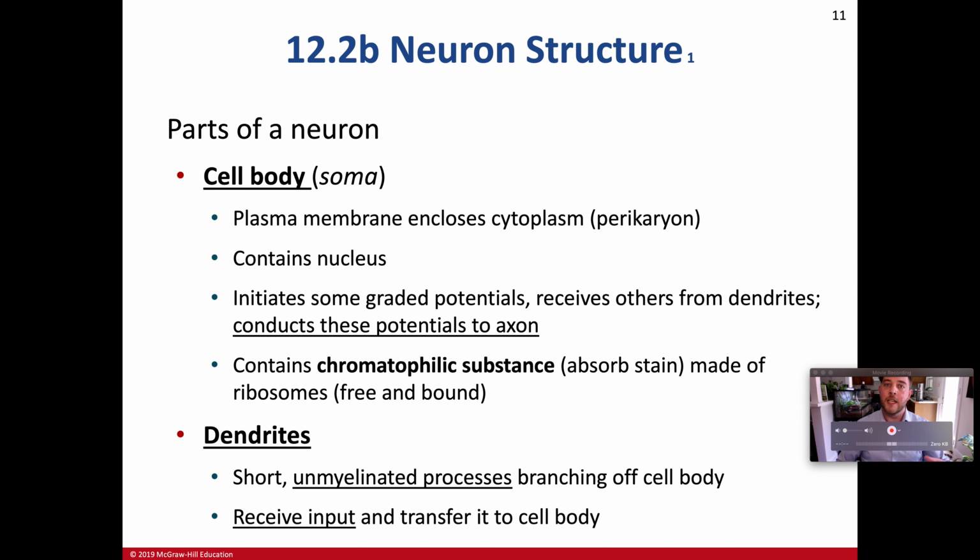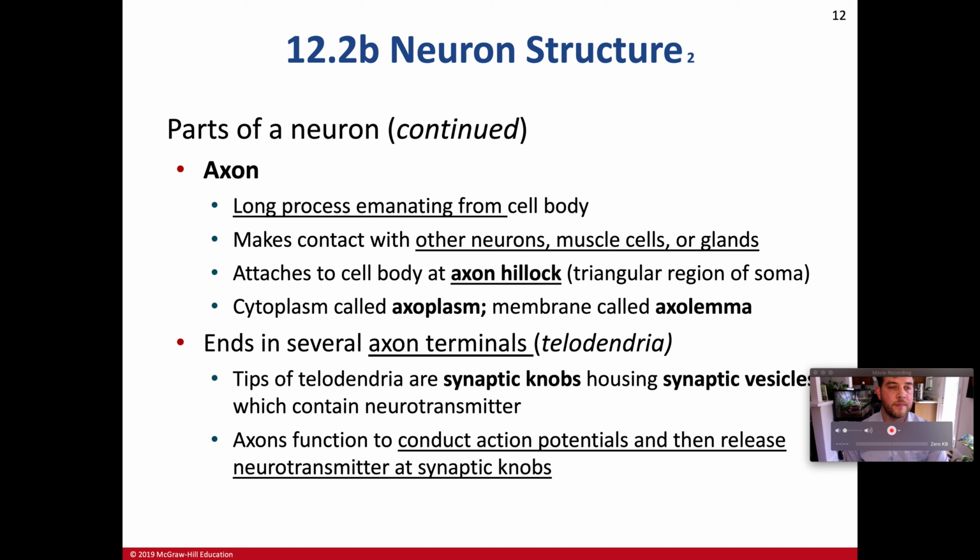So from whatever the presynaptic neuron is, let's say it's a sensory neuron that's sending information into your central nervous system, that signal from the sensory neuron will be received by dendrites within the central nervous system. The axon is a long process emanating from the body. So you have the dendrites, which are the short unmyelinated ones. You have the cell body, and then you have one long axon coming off of it, conducting that signal from the cell body.